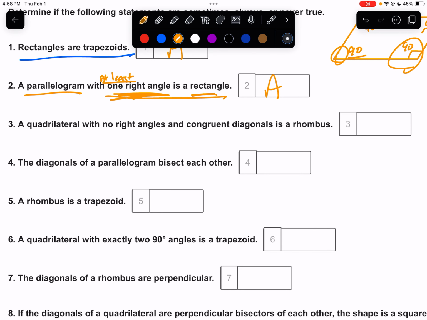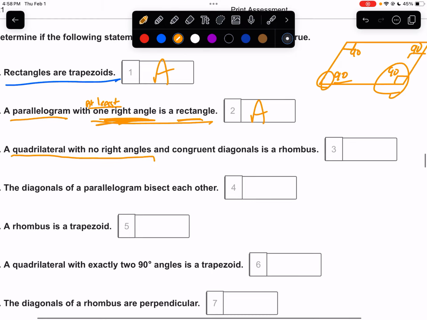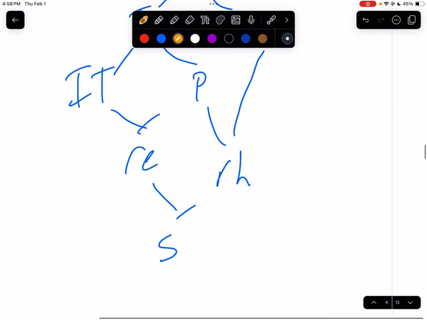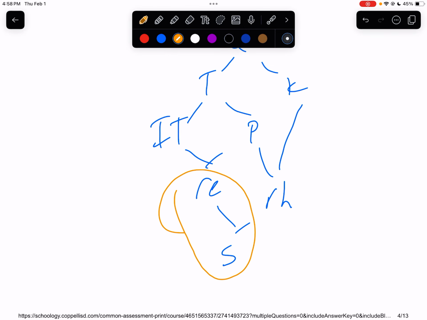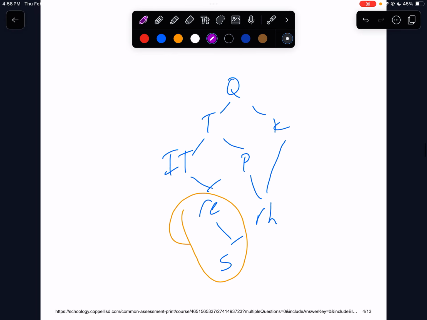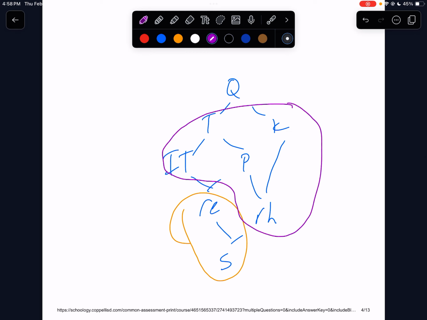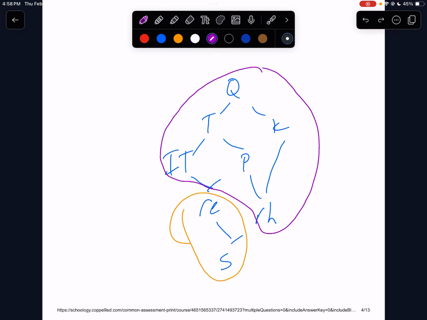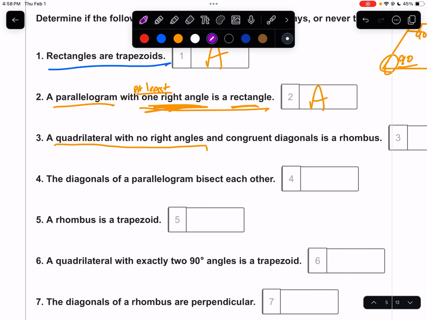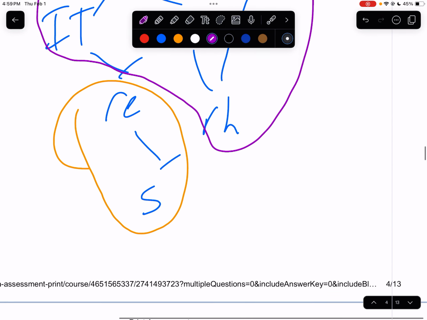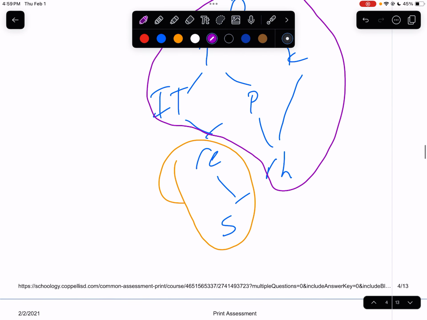A quadrilateral with no right angles. Let's think about that. Where are the right angles? Boom, boom. Those are the shapes with right angles. So a quadrilateral with no right angles could be any of these. Anything I circled in purple, actually, we can include the top, fits that description. So a quadrilateral with no right angles and congruent diagonals is a rhombus. Well, where do we get congruent diagonals? This gets real confusing.